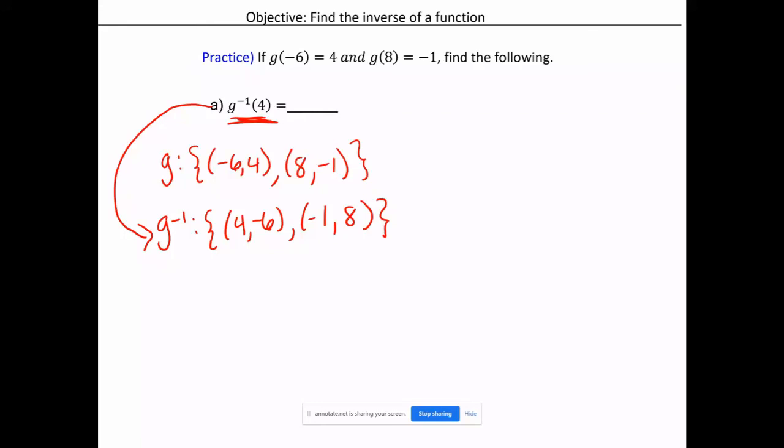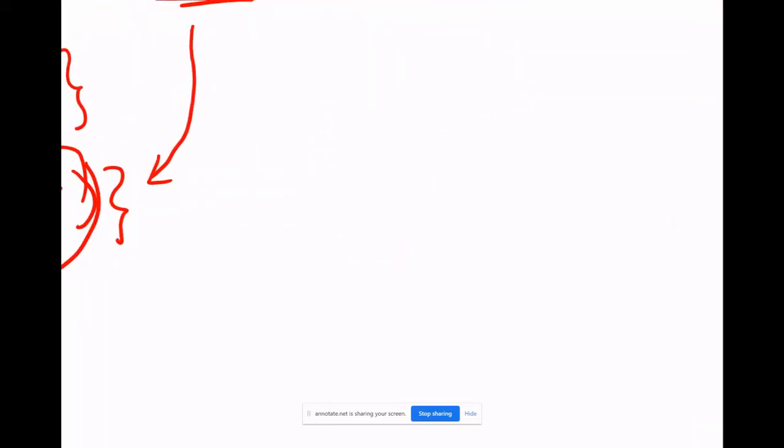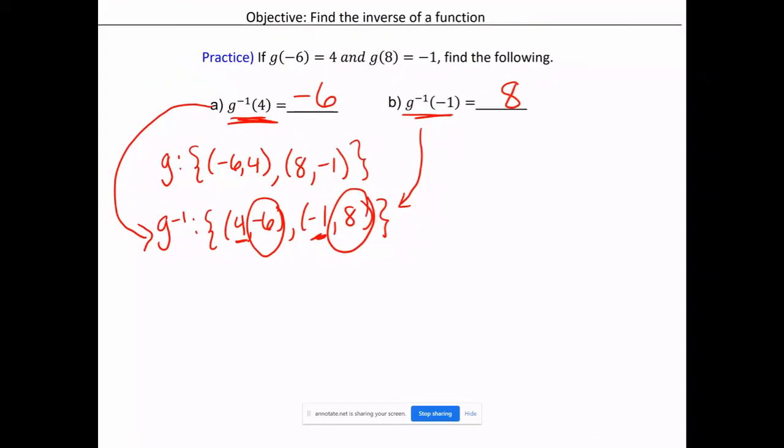Okay, hopefully you noticed the answer for this one should have been -6. So my 4 is here, that means the answer is -6. All right, for part B, g inverse of -1. Okay, hopefully you can see -1, so the answer is 8 for the second one. Okay. And that's pretty much it. That's the end of the lesson now. I just wanted to go over that quick last example.